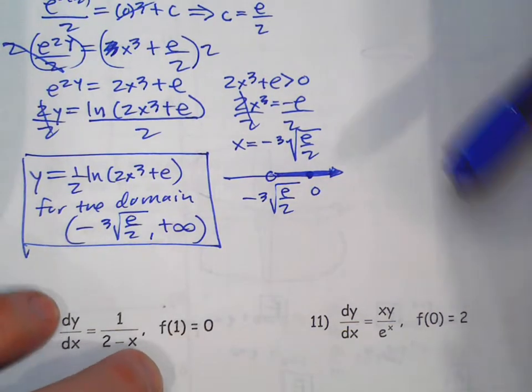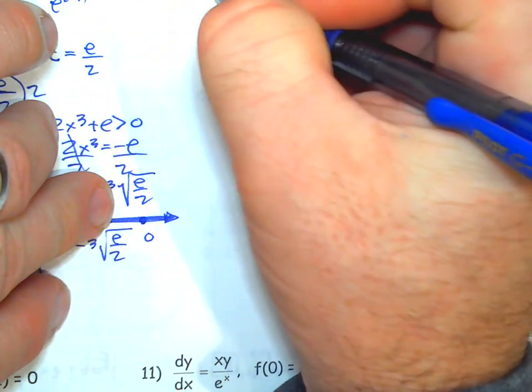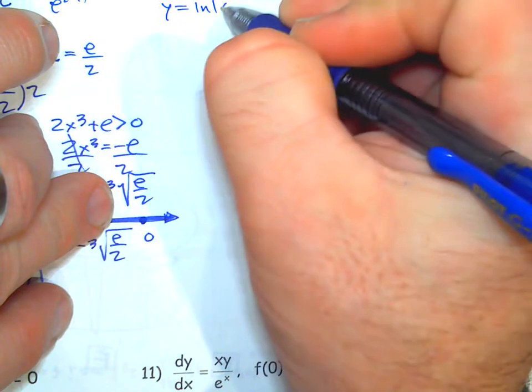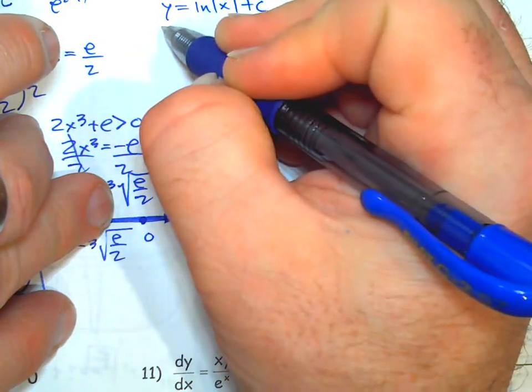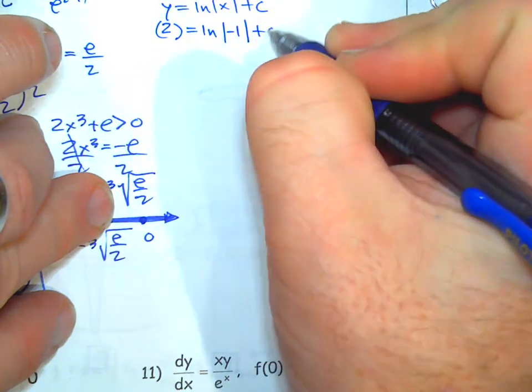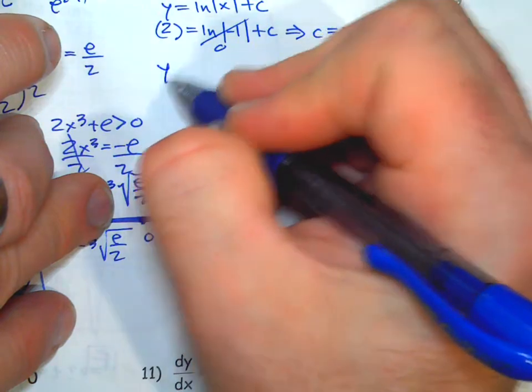Okay, number 9. Separate the variables. It's pretty much already done. Integrate both sides, plus c. Use the initial condition. Natural log of 1 is 0. C equals 2. Rewrite it.